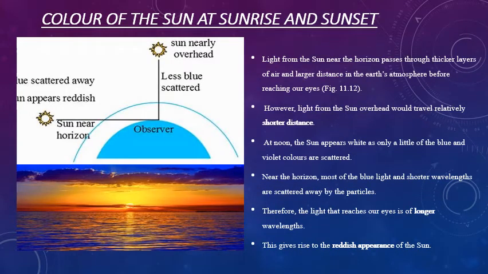So, the color of the sun at sunrise and sunset. You see I have shown a picture over here. You can call it sunset or you can call it sunrise. You can see the color of the sky over here. What is the reason for this?